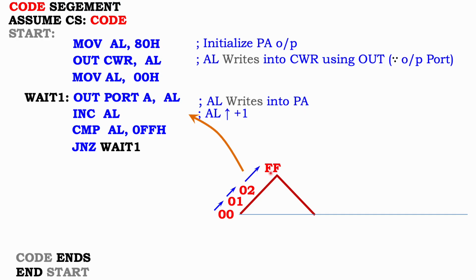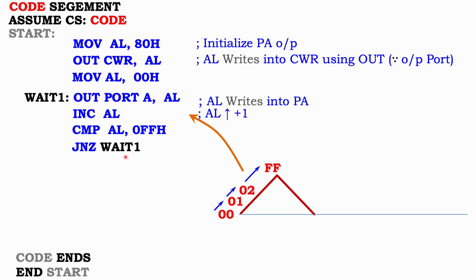At the last step, what happened now? This FF is equal to the last value from 0 to FF. Both are equal. Now what happened? The compared output, there is a jump-if-not-zero, which is not satisfied. Nothing but it will come out from the loop. The rise portion loop is programmed to run until the entire range 0 to FF.